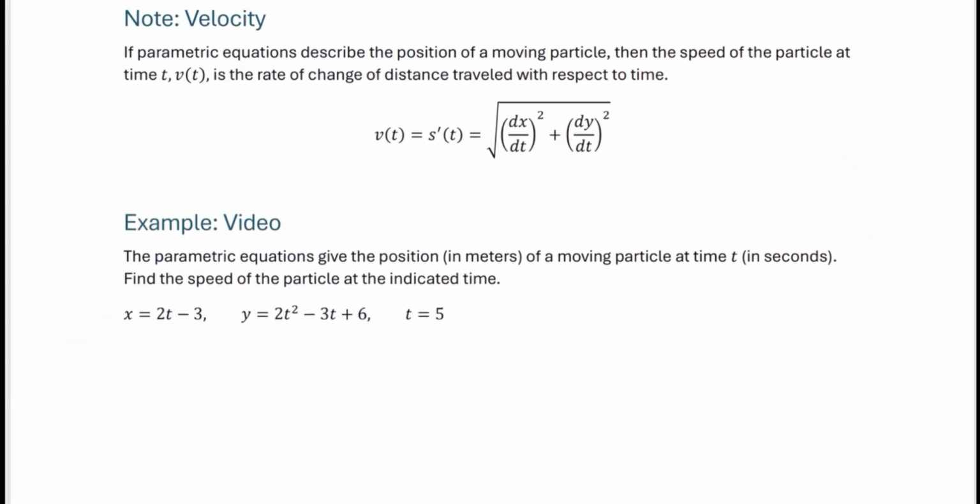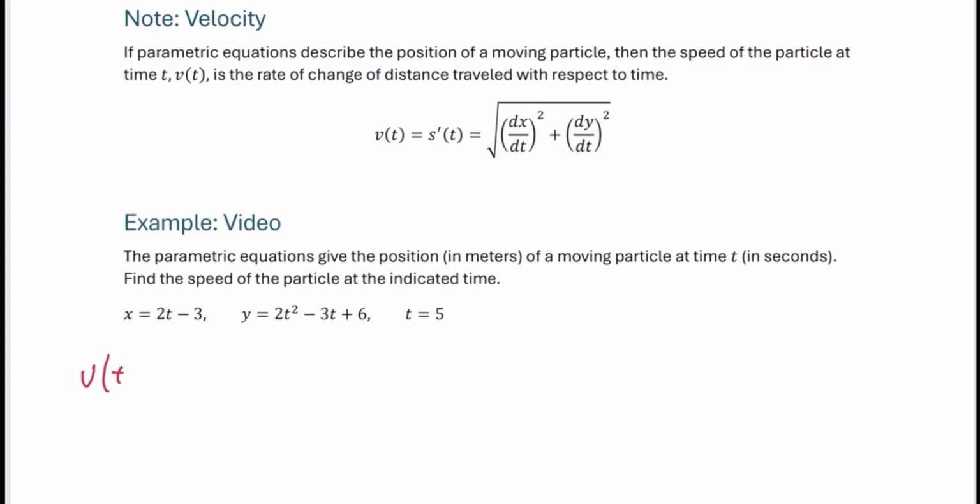In Calculus 1, we noticed that if you take the derivative of a position function, we find the velocity function. Well, we can do the same thing with parametric equations. If the parametric equation represents the position of a particle at time t, then taking its derivative will give us the velocity function at time t. In this example, we have parametric equations. Let's find the velocity at time 5.